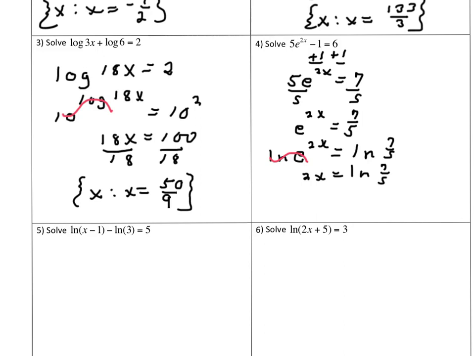Now I'm going to divide by 2 on both sides, and that gives me x is equal to, and instead of dividing by 2, I'm going to make it 1/2, so it could be 1/2 ln of 7 over 5. Now, that's my exact answer.